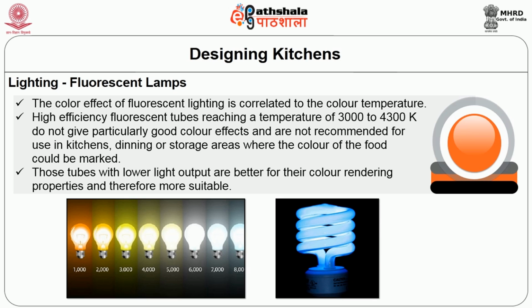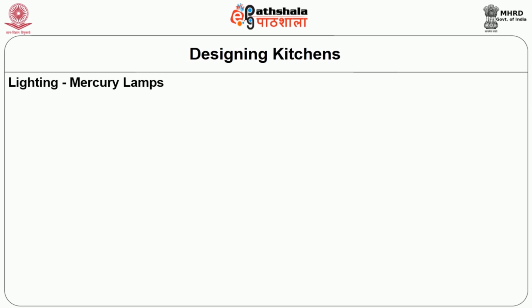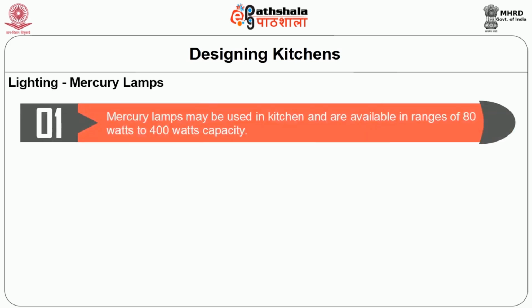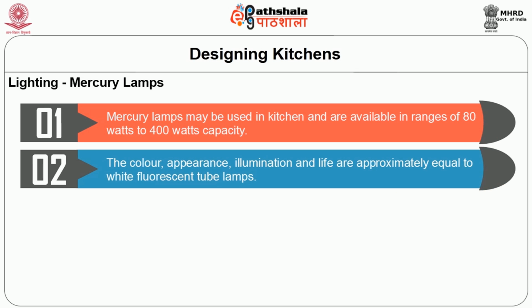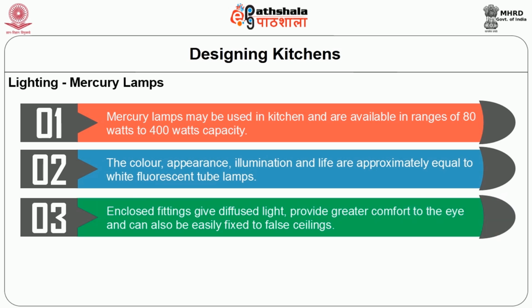Now when we look into the mercury lamps, they may be used in kitchens and are available in lots of ranges from 80 watts to 400 watts capacity. The color, appearance, illumination and life are approximately equal to the fluorescent lamps. Enclosed fittings such as diffuse light provide greater comfort to the eye and can also be easily fixed to false ceilings as well. The seal protects the lamp from moisture and dirt and is easier to clean.